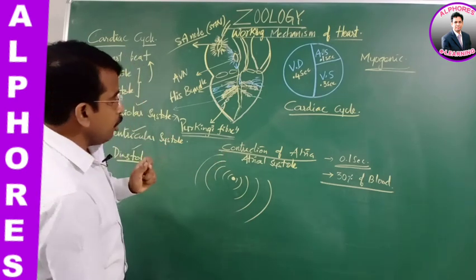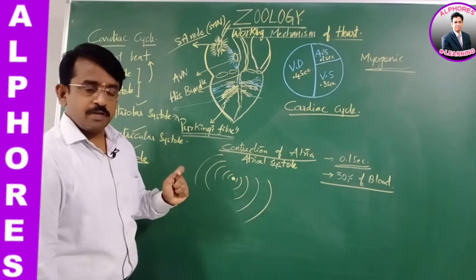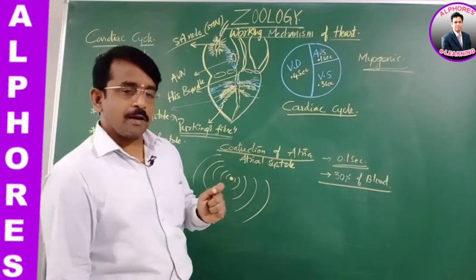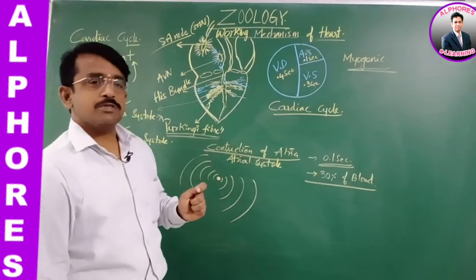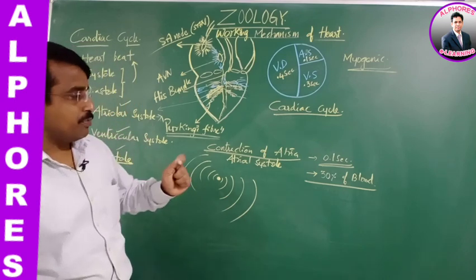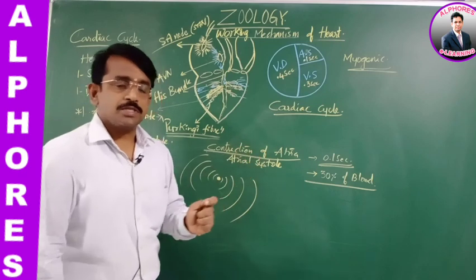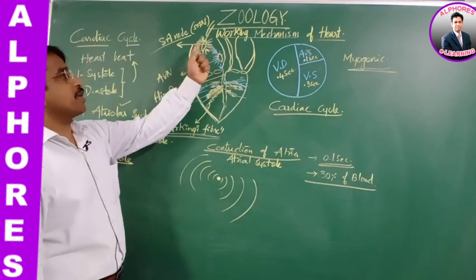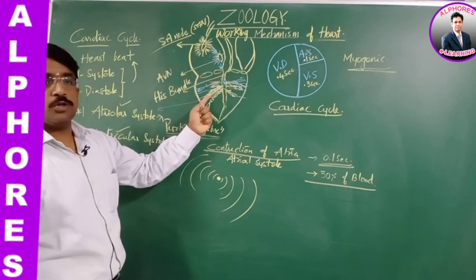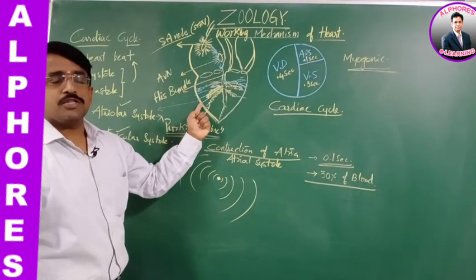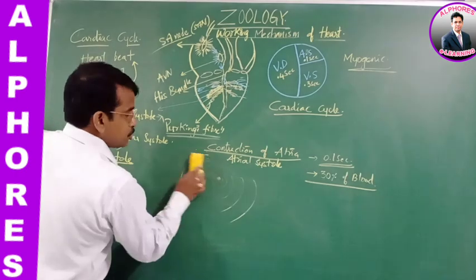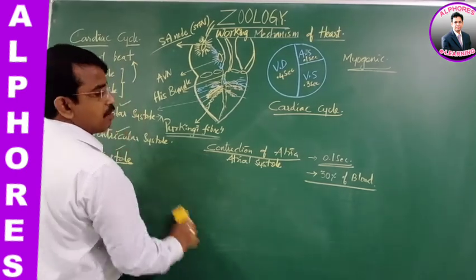Now atrial systole is completed, which we summarized as the contraction of the atria, lasting about 0.1 seconds. This causes 30% filling of the ventricles. Now this wave of contraction goes from the SA node to the AV node, the two bundles of His, then into the Purkinje fibers and into the walls of the ventricles. Now the two ventricles simultaneously contract.